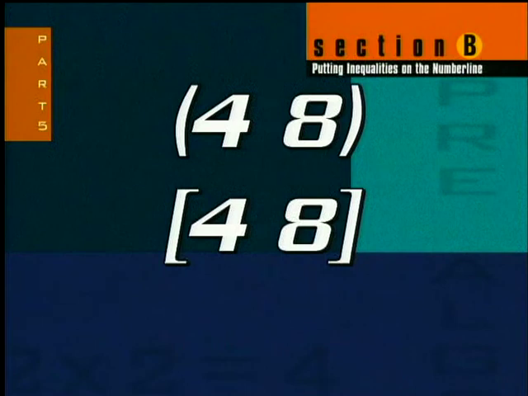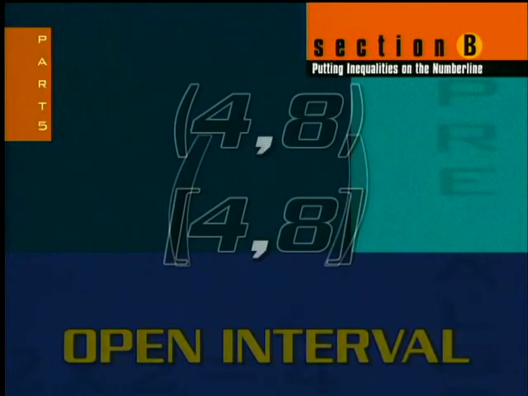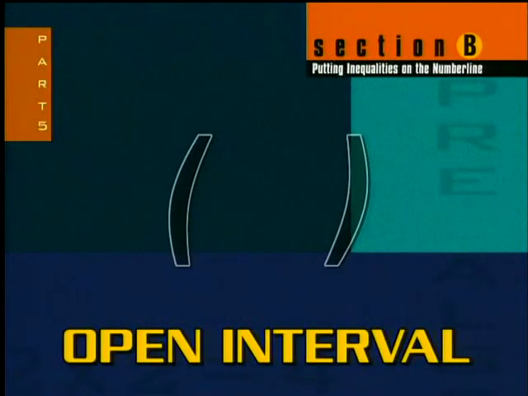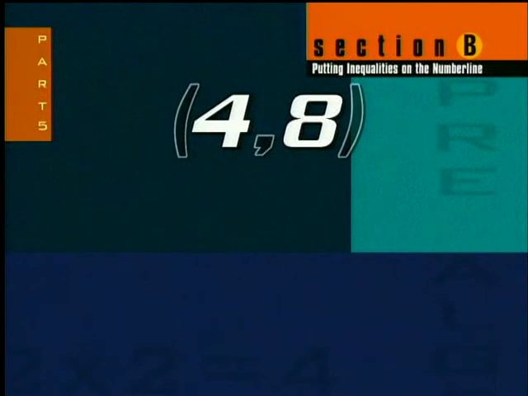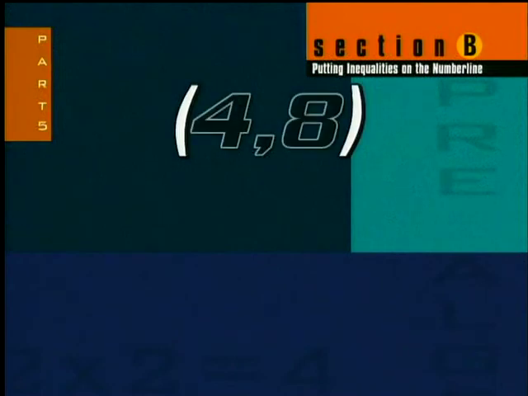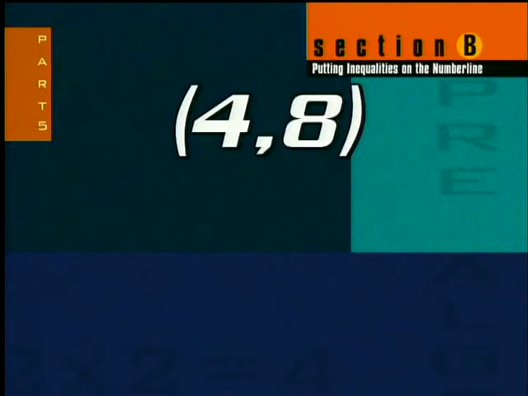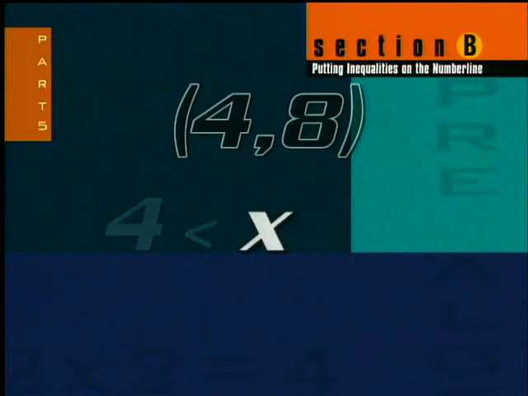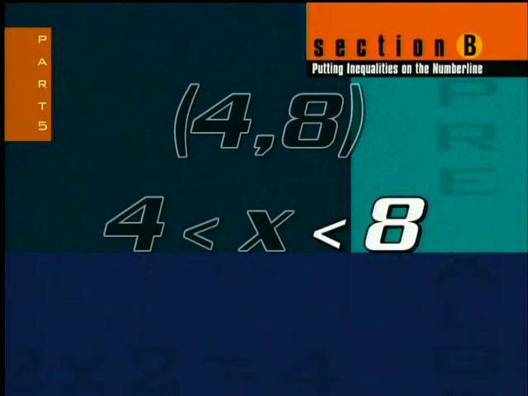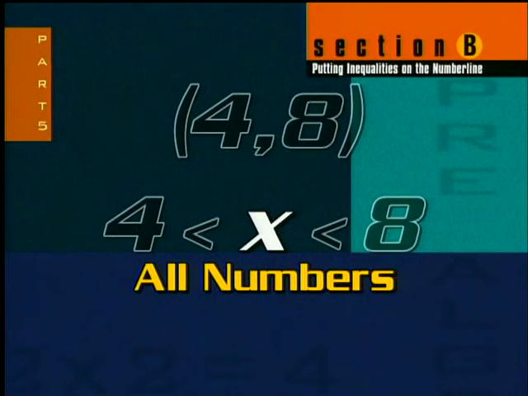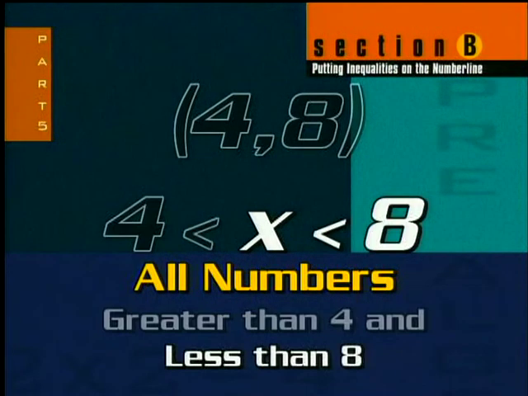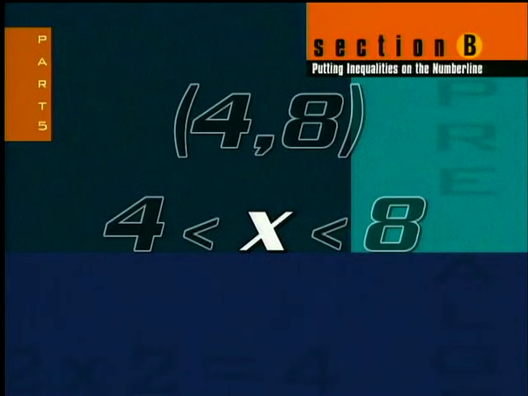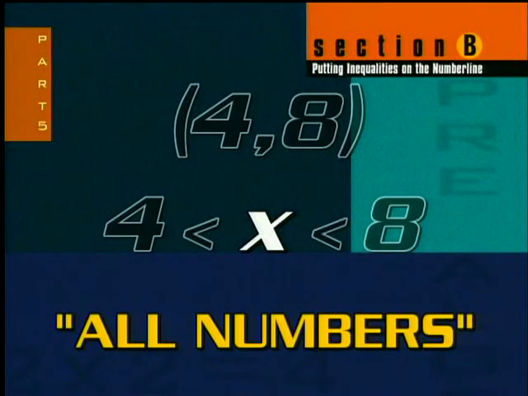The numbers inside these symbols should be separated by a comma. The first example we looked at was the open interval bounded by 4 and 8. We know it's open because it's got parentheses. This can also be written with inequalities like we did before. It looks like this. X is greater than 4 and less than 8. That means we've got the interval of all numbers greater than 4 and less than 8. That X you see simply represents the phrase all numbers.